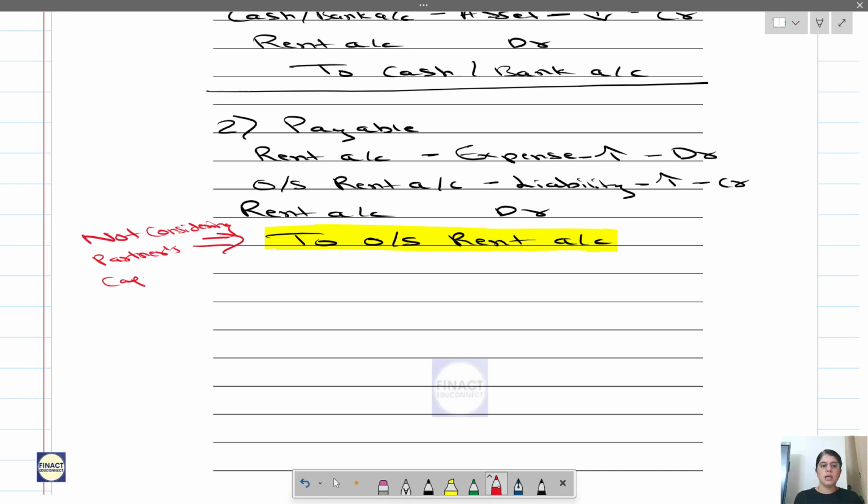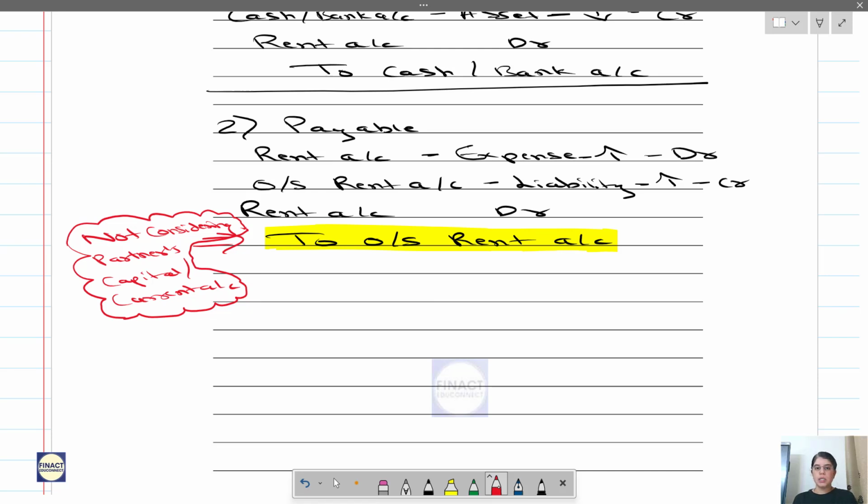Even though this rent is payable to the partner, we are not considering the partner's capital or current account here. But as per ICSE guidelines, instead of outstanding rent account, you credit it to the partner's capital or current account. So the rent entry for ISC will be rent account debit to partner's capital or current account. Finally, outstanding rent has to be paid to partners. But here in CBSE, we are keeping it separate in outstanding rent account.